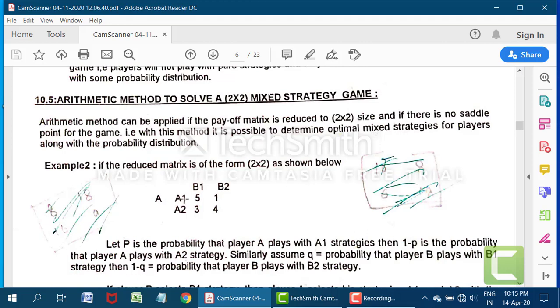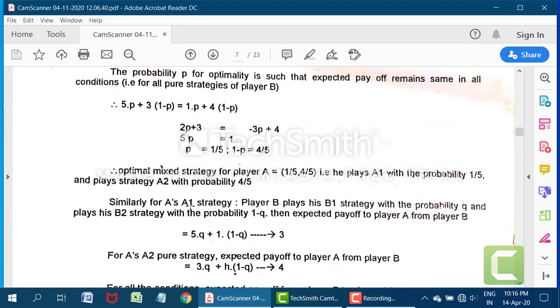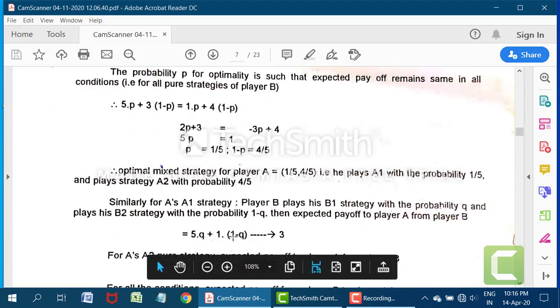So when A plays with the A1 strategy, consider the expected losses to the player B. 5 rupees will be lost for this combination, 1 rupee will be lost for this combination. When A plays with the first strategy, these are the expected losses to the player B. So 5 into Q plus 1 into 1 minus Q. That is the expected loss to the player B when A plays with the A1 strategy.